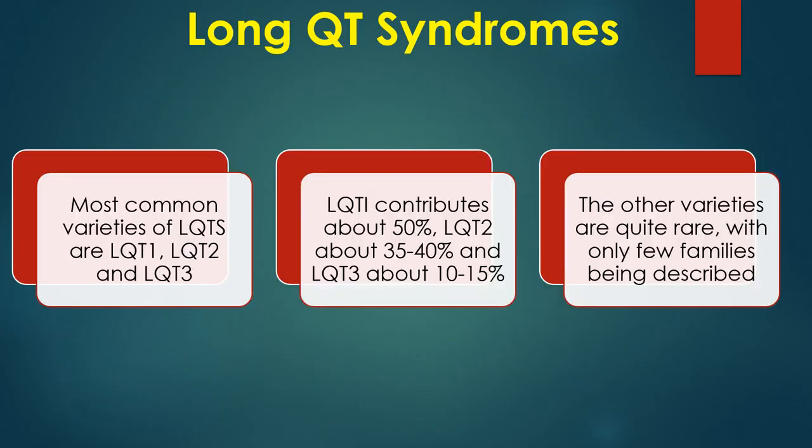Most common varieties of LQTS are LQT1, LQT2 and LQT3. LQT1 contributes about 50%, LQT2 about 35 to 40% and LQT3 10 to 15%. The other varieties are quite rare, with only few families being described.